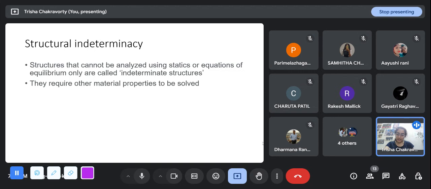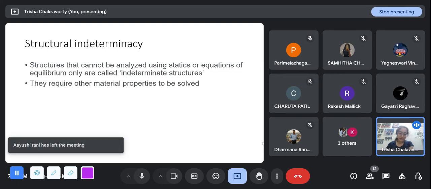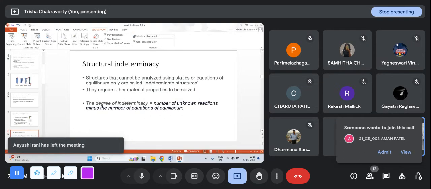Now, to solve those, they require other material properties. We will look into that later. I think the last 4 lectures work with statically indeterminate systems, and so we are starting with the solving part. We will start with determinate systems.